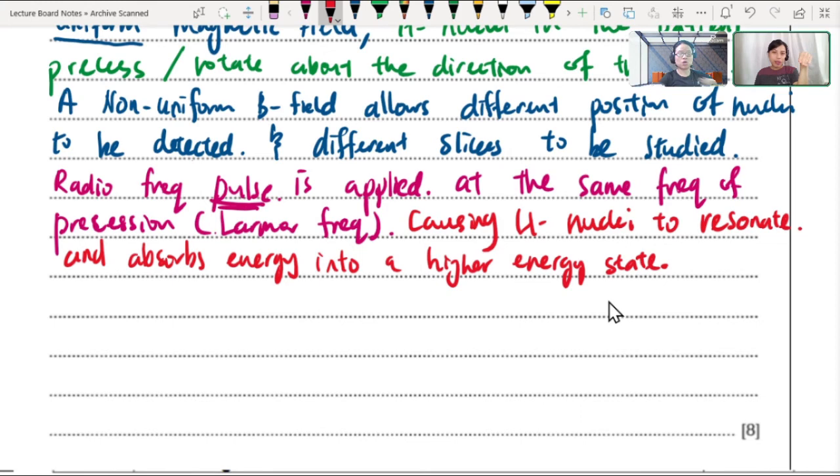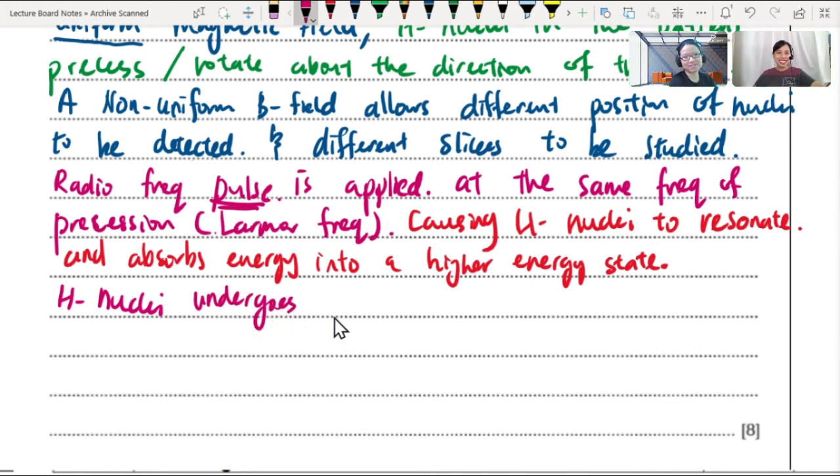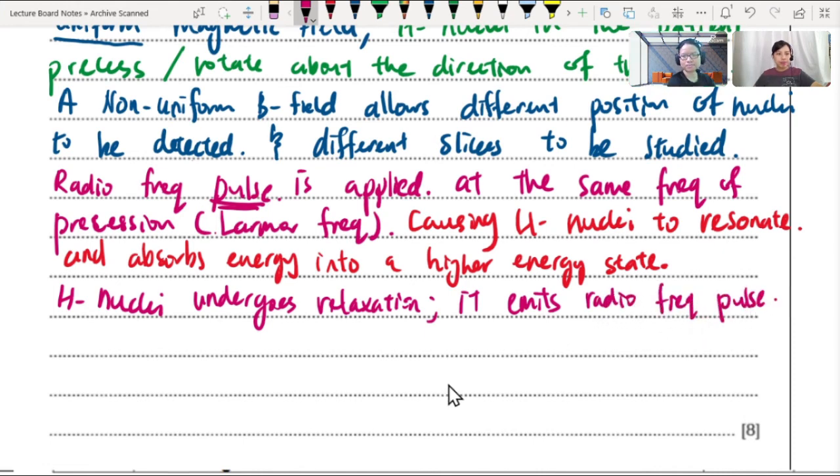They are going to relax. Calm down. Why are you so excited? Calm down, teacher. So you can say when the hydrogen nuclei relaxes or undergo relaxation, let's not be too casual here, it emits back the radio frequency pulse.